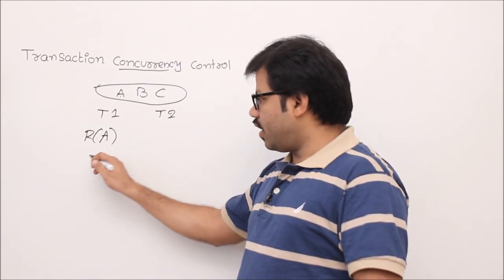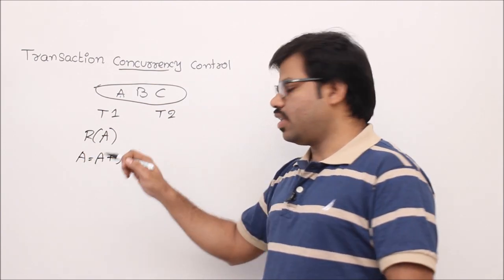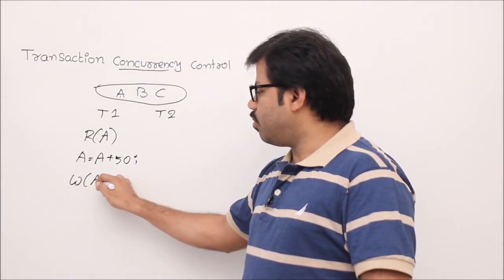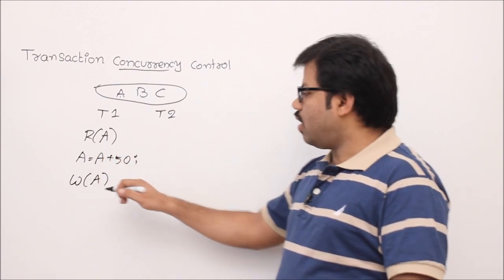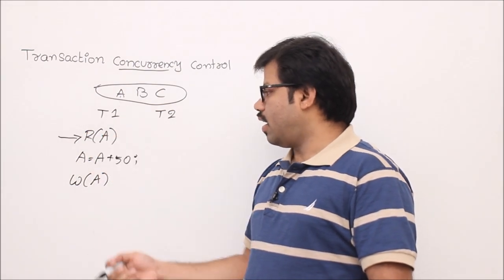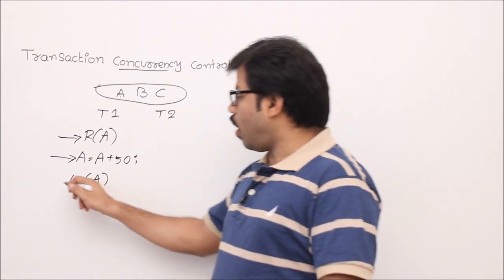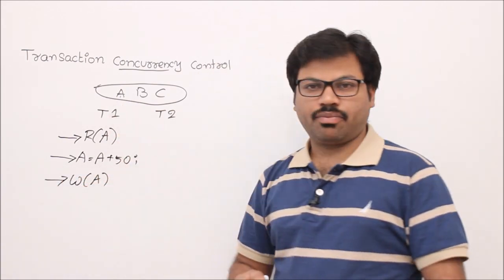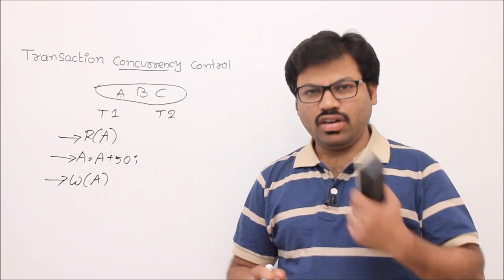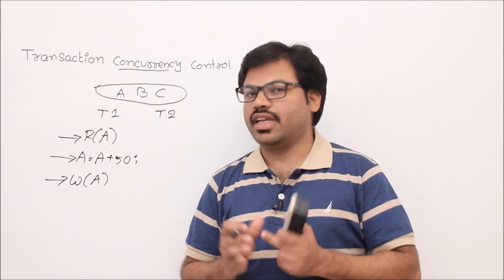Similarly, how do you modify it? We write instructions like a = a + 50, depending on your programming language. Then you update the variable's value back, which is called write of a. So you use read of a to read the variable value, a = a + 50 to modify it, and finally write of a to update it. This is called a transaction. A transaction is nothing but a set of meaningful instructions, a logical unit of instructions. It is very easy to understand.